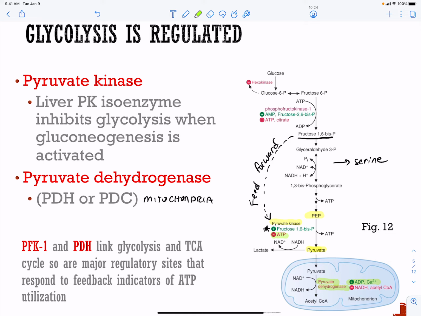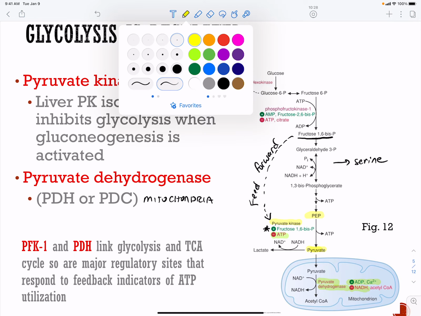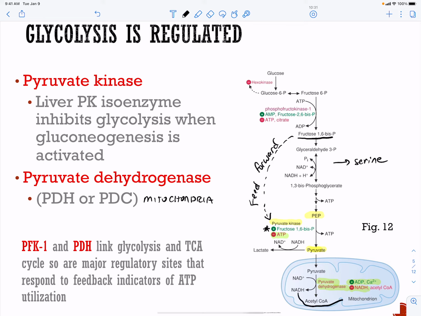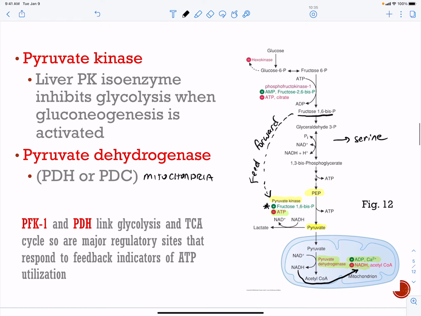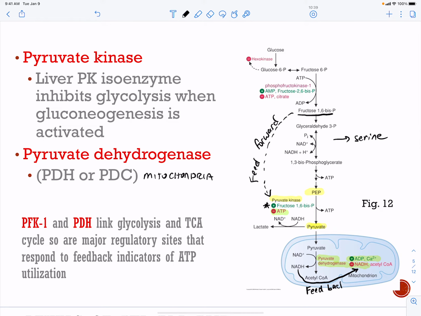Now it's going to be negatively regulated by NADH. So again, this is our feedback. So this is feedback regulation. If there's too much NADH, it does not want to make more NADH because you don't have enough NAD to pick up those electrons. It's also going to be feedback from its product. So if you have too much acetyl-CoA, you're not going to want to make any more acetyl-CoA. So that will negatively regulate pyruvate dehydrogenase. So phosphofructokinase 1 and pyruvate dehydrogenase are going to link glycolysis and the TCA cycle. And both are major regulatory sites.